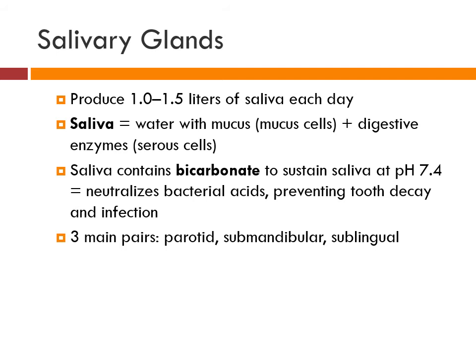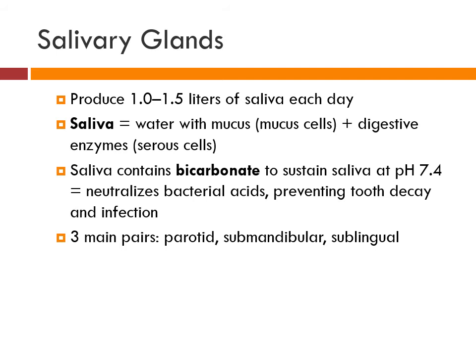Your salivary glands produce 1 to 1.5 liters of saliva each day. That's a lot of saliva. Saliva is made up of 99.4% water, and then also some mucus secretions and a few digestive enzymes. It contains bicarbonate, which, if you remember, is alkaline, so that sustains the saliva at a pH of about 7.4. That pH neutralizes some acids from bacteria, which helps prevent tooth decay and oral infections.